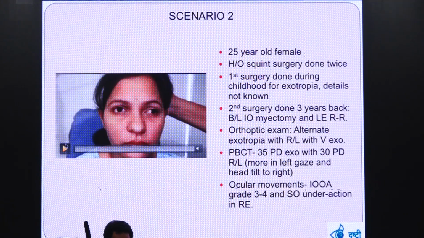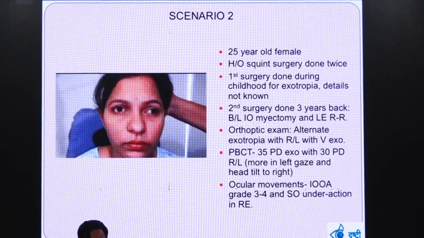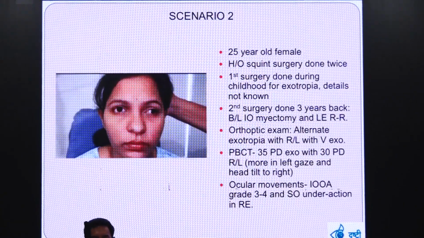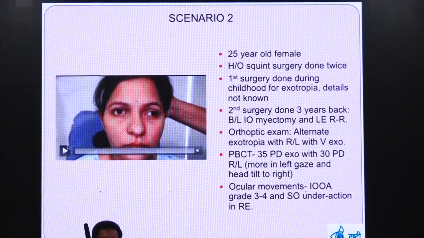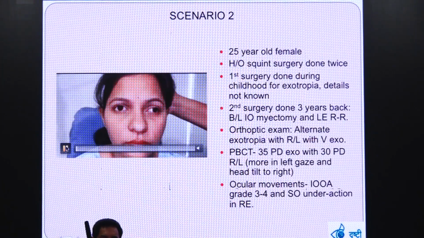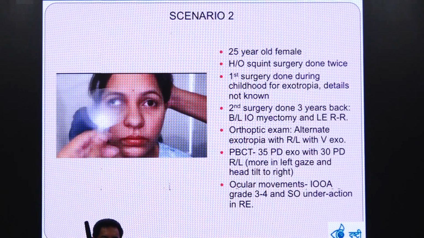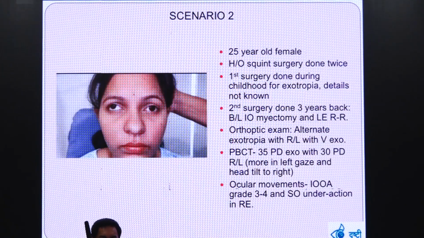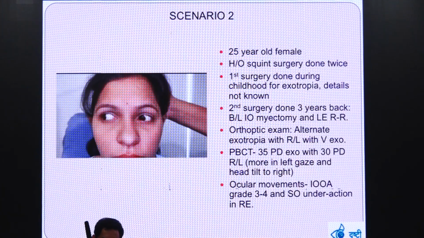Now, this was another interesting case. A 25-year-old female came with a history of surgery done twice. Once already in childhood, the records for which were not available. And the second surgery was done 3 years back, bilateral inferior oblique myectomy with left eye RNR. But when she came to me, she had a significant exotropia. It was 35 prism diopters with almost 30 prism diopters of R by L. And this R by L was more in the left gaze and more on head tilt to the right side, indicating she had persistent inferior oblique overaction, you can see on the right side.